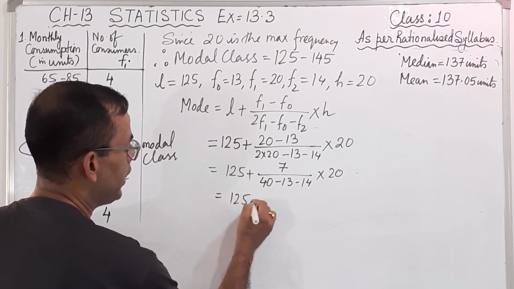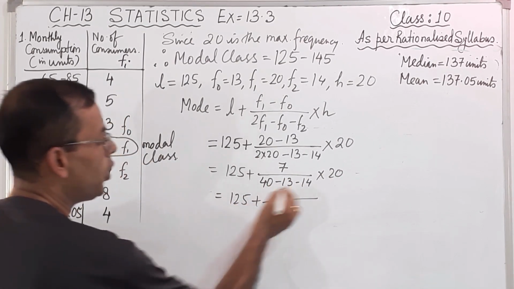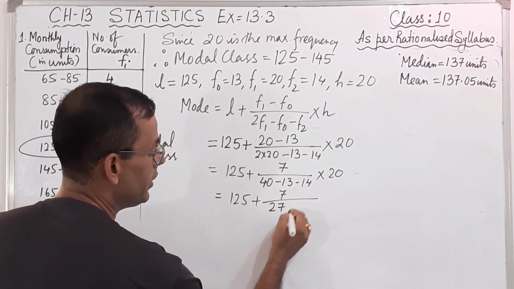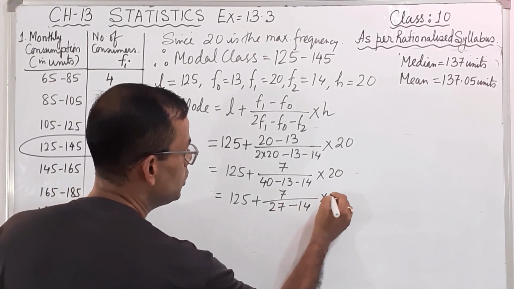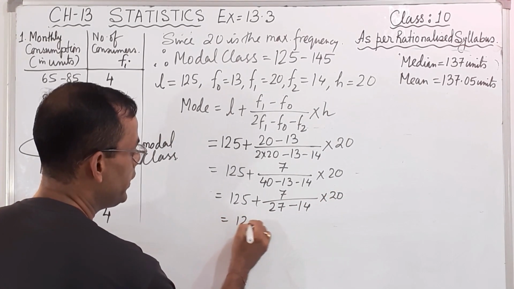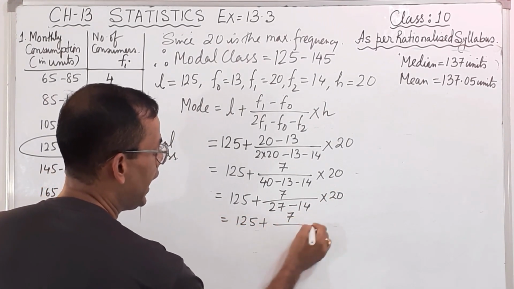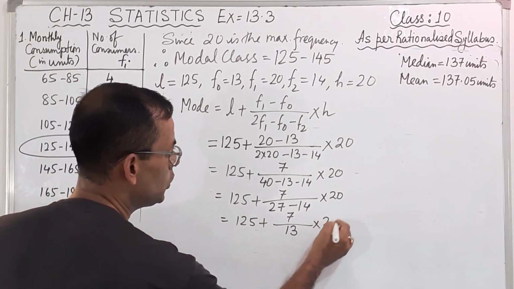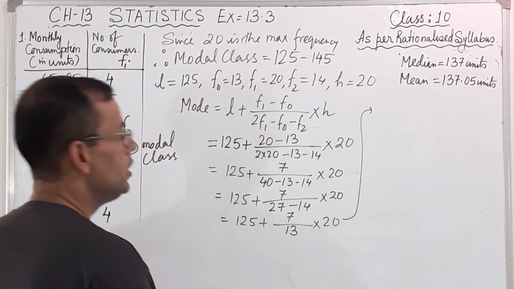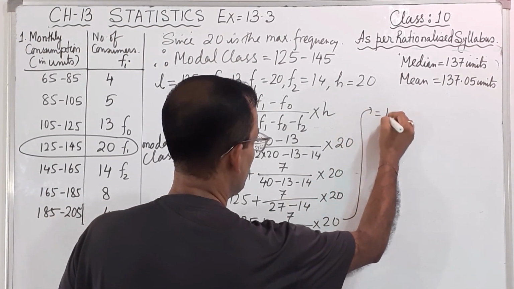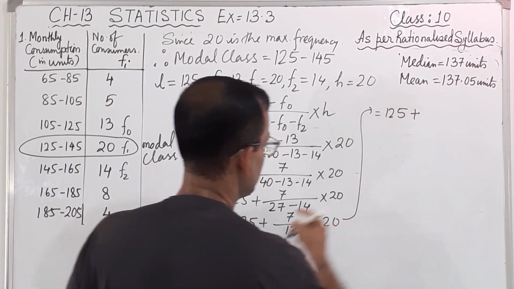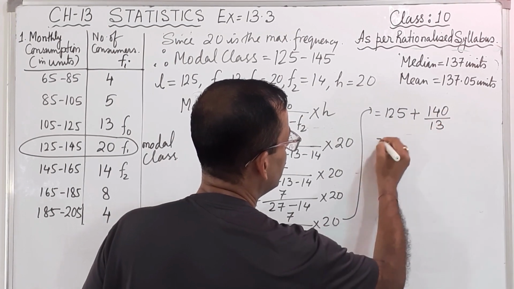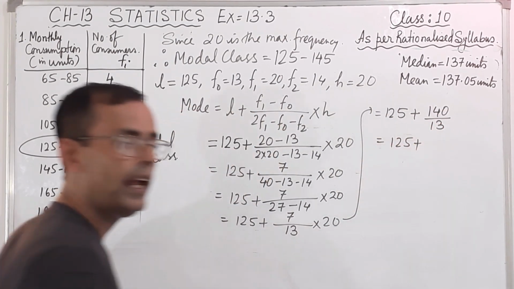Now 125 plus 7, now 40 minus 13. So how much comes? 27 minus 14, into 20. Now 125 plus 7, and now 27 minus 14 is how much? 13, into 20. Now let me do it here. So what comes? 125 plus 7 into 20, how much? 140 by 13. Now we will divide and then we will add it.